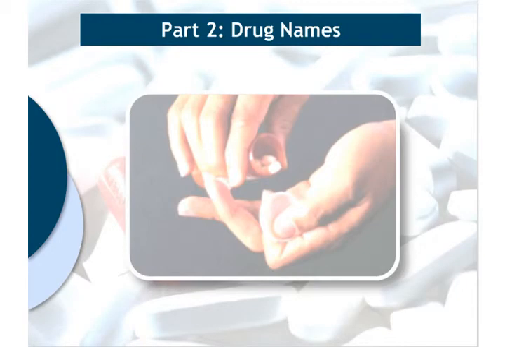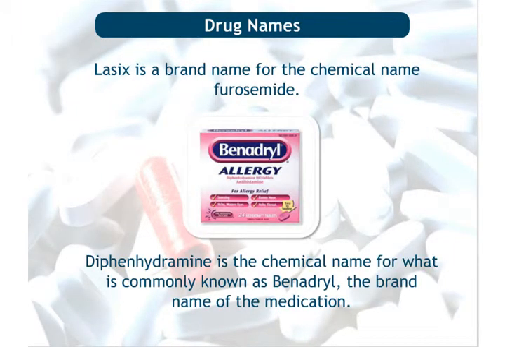In this part of the training course, we will discuss drug names. All drugs or medications have at least 2 names, and sometimes more. One is the name that describes the chemical makeup of the drug. One is the generic name, and the others are brand names given to the drug by the manufacturer. The brand names are generally the ones used in marketing and advertising. For example, Lasix is a brand name for the chemical name furosemide.